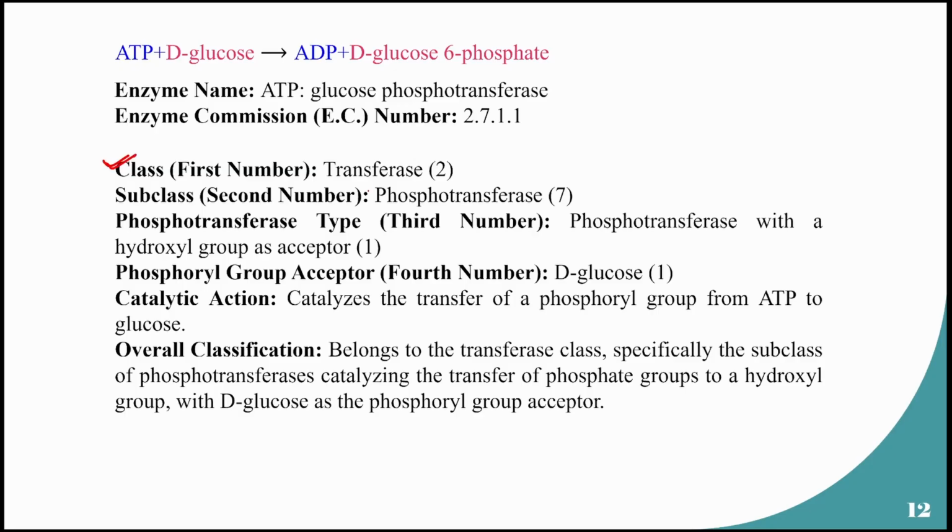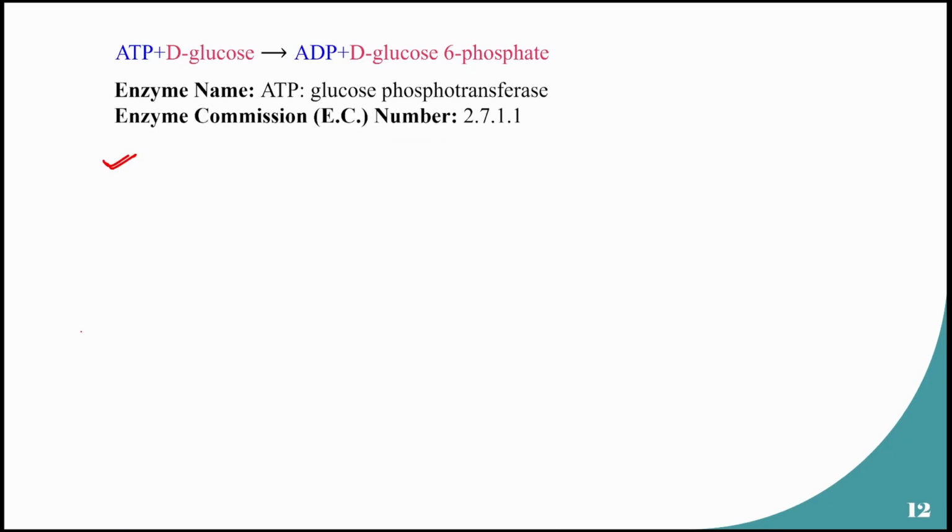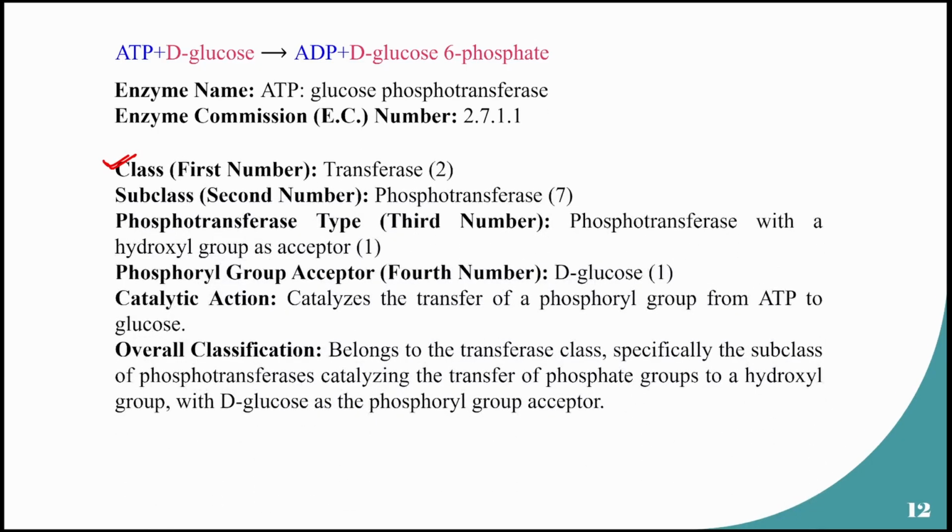It will be the first number. So if the first number is 2, that means you have compared with this particular table here. So 2 was a transferase, right? So that means it will be a transferase type of enzyme, right?